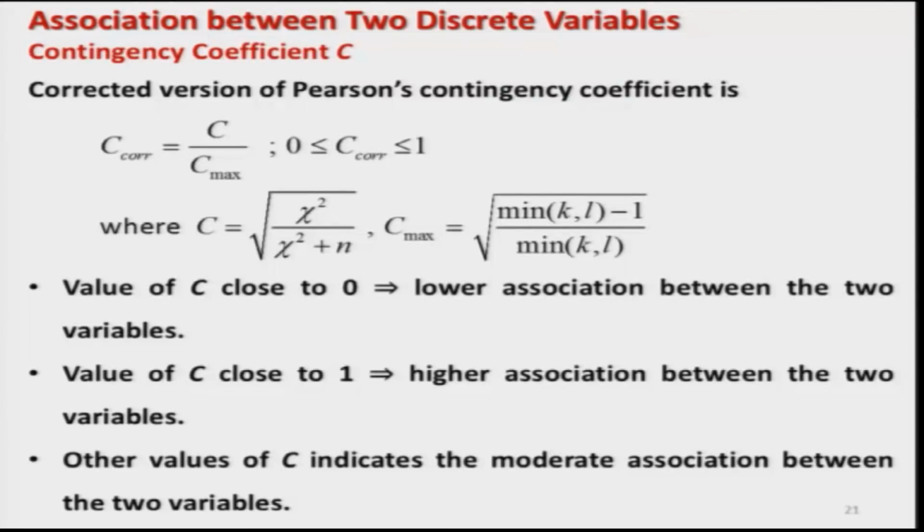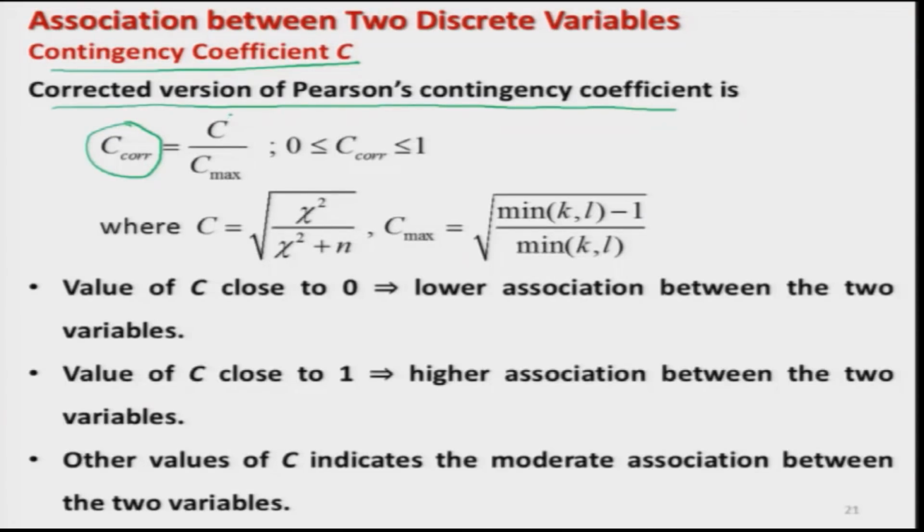Now, after this there is another coefficient which is used to measure the degree of association in such a case, and this is called the contingency coefficient. This is simply the corrected version of the Pearson's contingency coefficient, which is based on the chi-square statistic once again. And this contingency coefficient, which I am denoting here as C CORR, is an abbreviation for corrected.